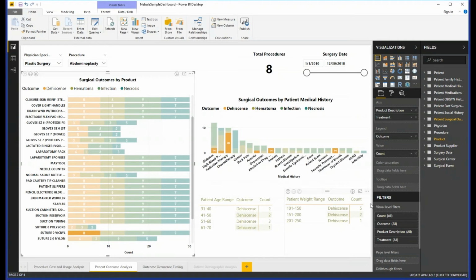Additionally, if you look at the lower right-hand corner, you can see where it occurred in which age group. And we could add many other factors to here. Again, these are just examples of some of the things that we might be able to look at and that facilities would be interested in.